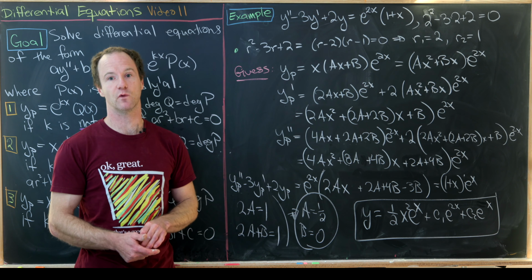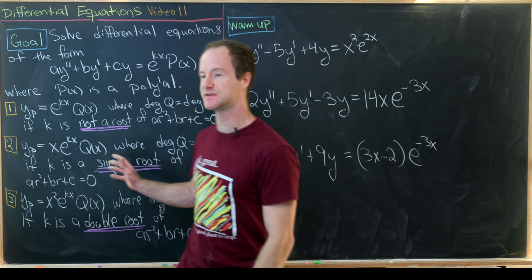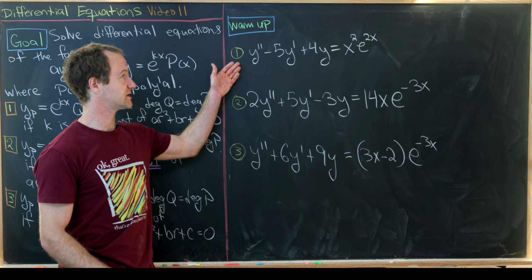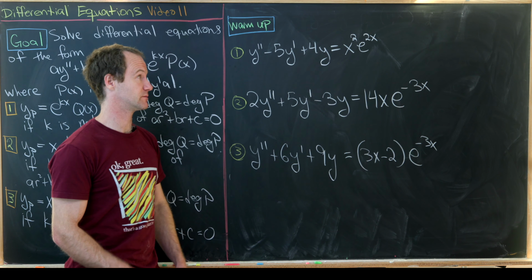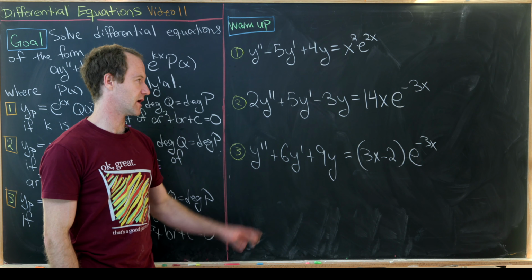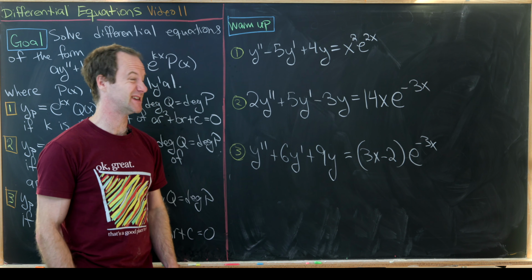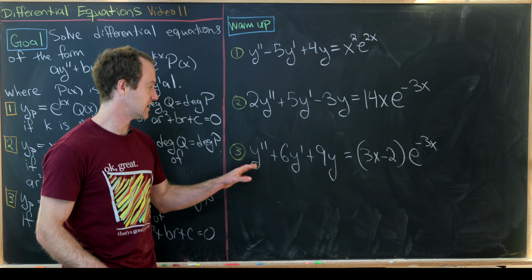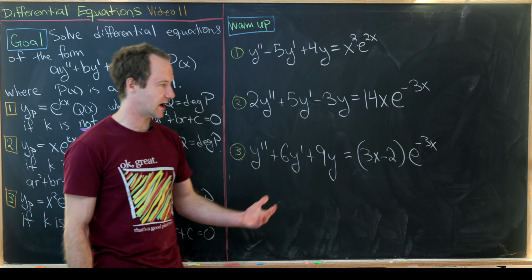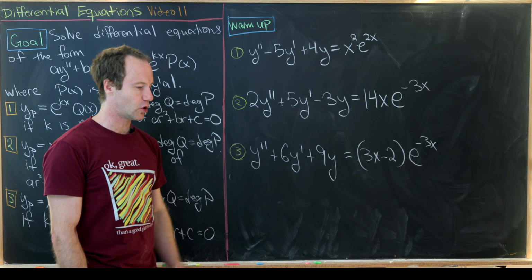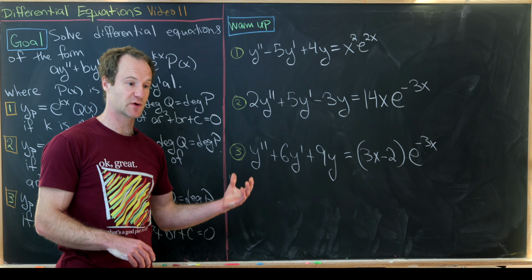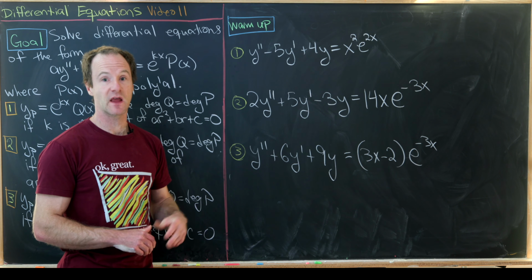I'll leave you guys with some warm-ups. So I've got 3 warm-up problems for you, and suspiciously there are 3 cases over here based off of our solution strategy. So the first is y double prime minus 5y prime plus 4y equals x squared e to the 2x. The second is 2y double prime plus 5y prime minus 3y equals 14x e to the minus 3x. And then finally, y double prime plus 6y prime plus 9y equals (3x minus 2) times e to the minus 3x. So your goal here should be to write the most general solution. So that means it should have a homogeneous part as well as a particular part. And that's a good place to stop.